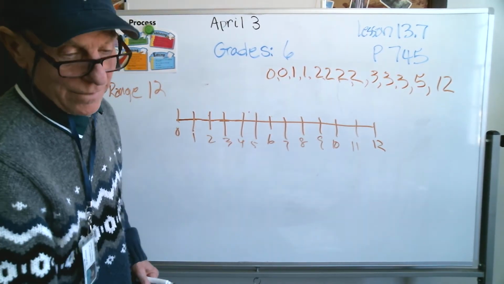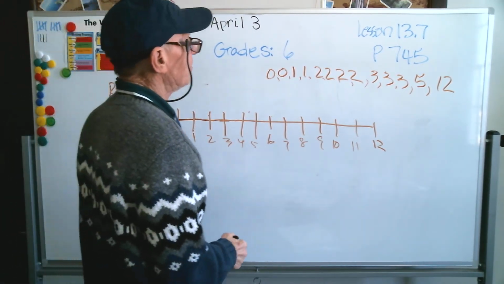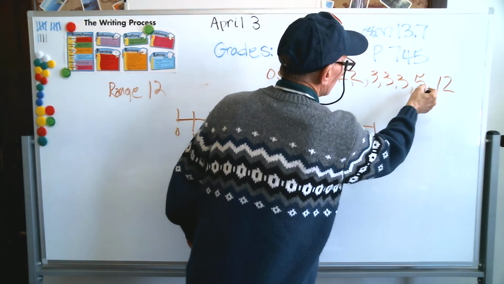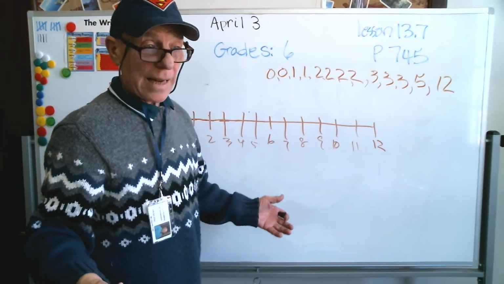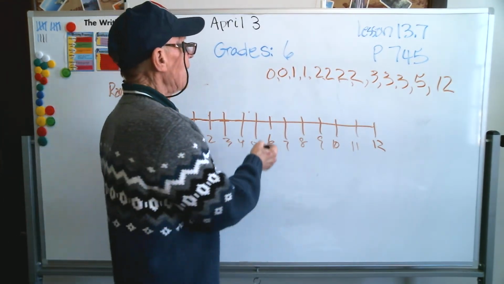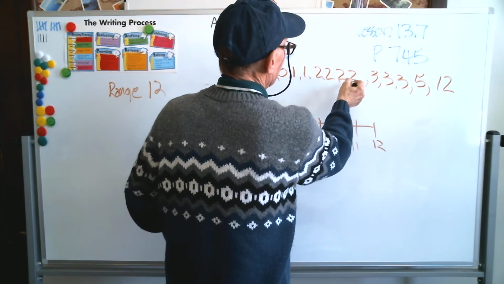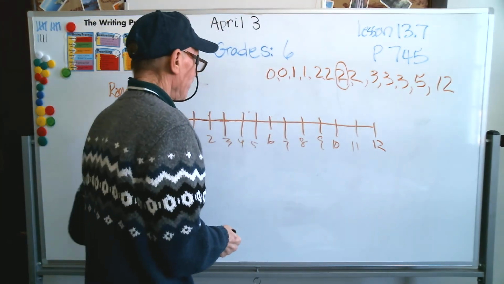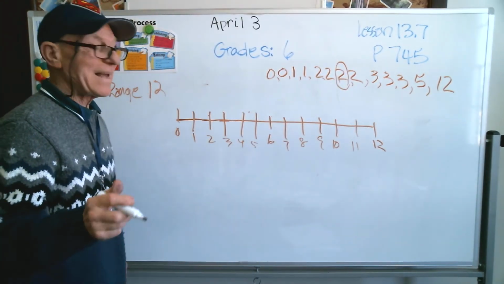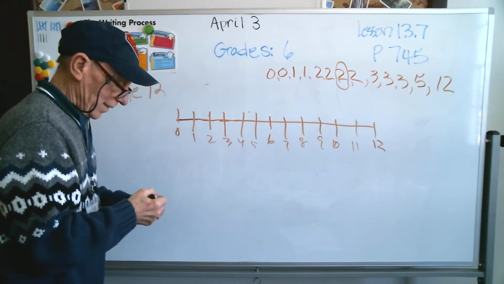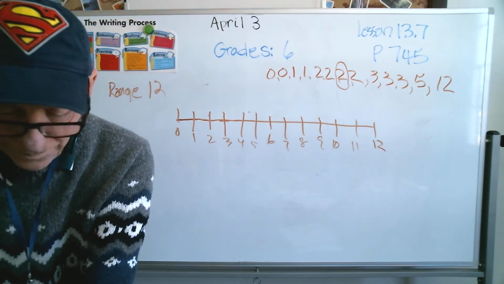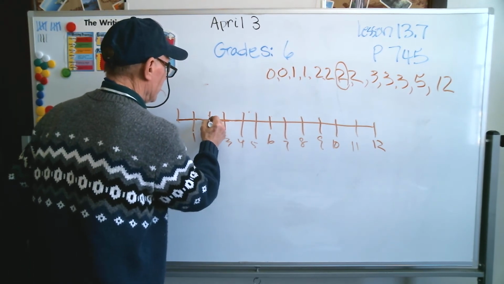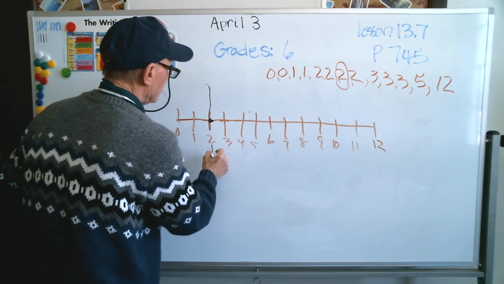What's our median? We're going to need that to build the box plot. 1, 2, 3, 4, 5, 6, 7, 8, 9, 10, 11, 12, 13. As luck would have it, it's an odd number. Count over 6, and the middle number is 2. So our median is 2. So let's put a dot on 2. That's our median.